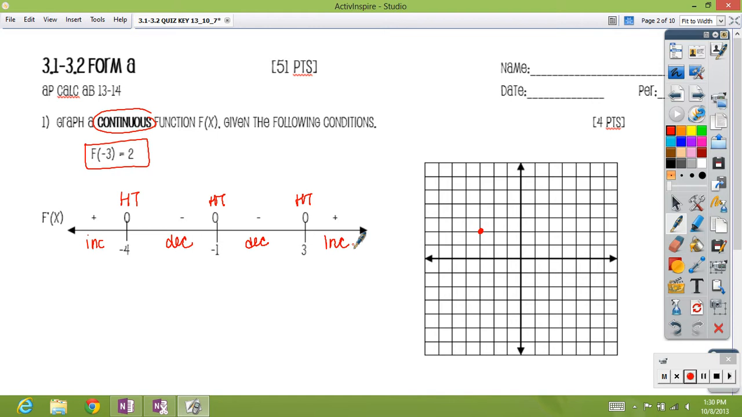So -3 is right here. That would be about -3. So I'm actually going to increase until -4. I'm going to decrease, that's probably not the best. Let's go a little lower. Here's my horizontal tangent. I'm going to decrease until I get to -1. Should be here, horizontal tangent, and then I'm going to decrease some more until I get to 3, and I'm going to increase after.